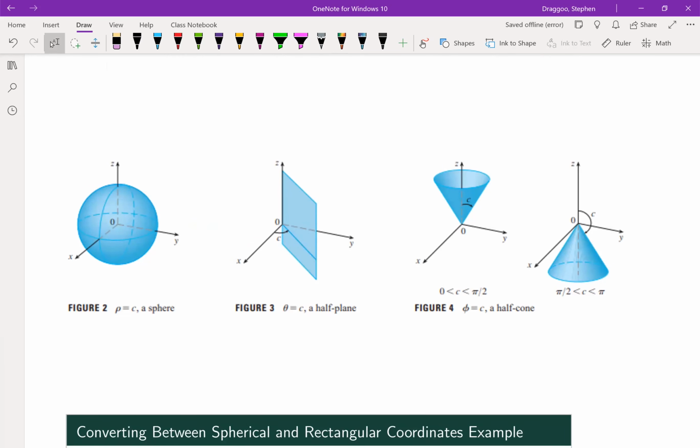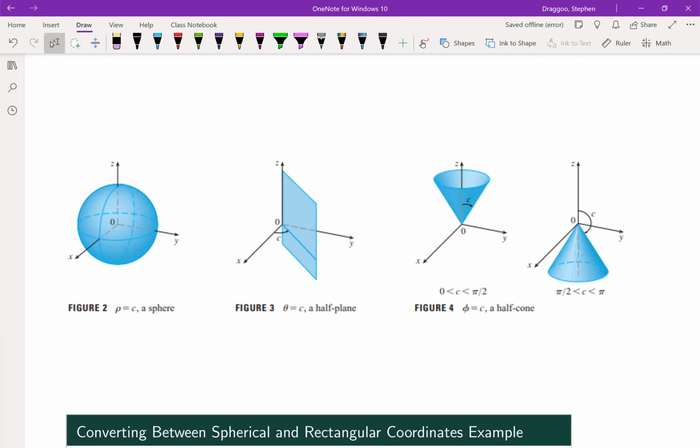Spherical coordinates get their name because it's very easy to represent spheres in spherical coordinates, just like cylinders are very easy in cylindrical coordinates. Circles are very easy in polar coordinates. We just extend that a little bit further. But some basic shapes: we've got rho equals c, that's a sphere.